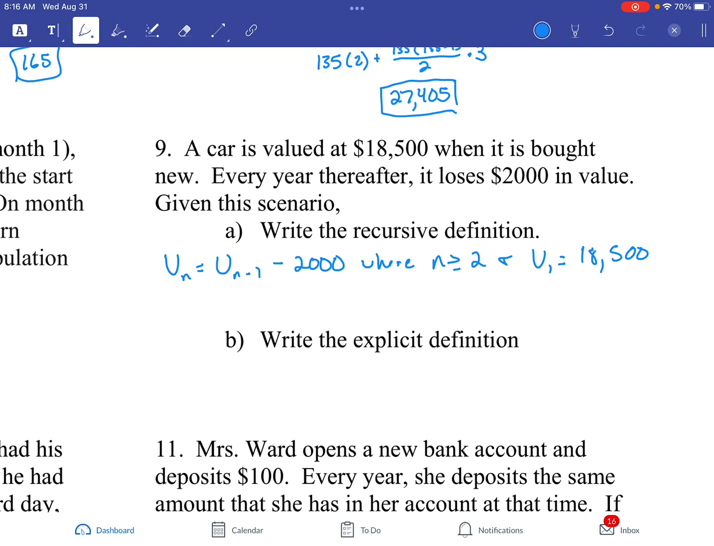Now write the explicit definition. So again, we're not finding a term, we're just putting the values into the explicit formula that we do know. We know u sub 1, 18,500, plus the common difference, which is actually going to be minus 2,000, times n minus 1, because it is an arithmetic sequence.